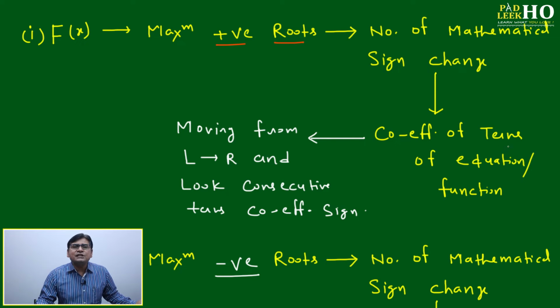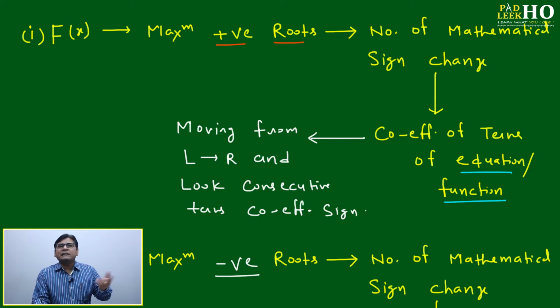You can say it is the coefficients of the terms of the equation or function. This very complicated thing I simplified in a very lucid way. You just have to count the mathematical signs and check whether they are changing or not. If it is changing, how many times has it changed? Seeing this, how much time will it take? How many seconds? I am not asking minutes. Always my discussion will be in terms of seconds. Afterwards, you just move from left to right as the equation is written. We'll take one example, then it will be more clear.